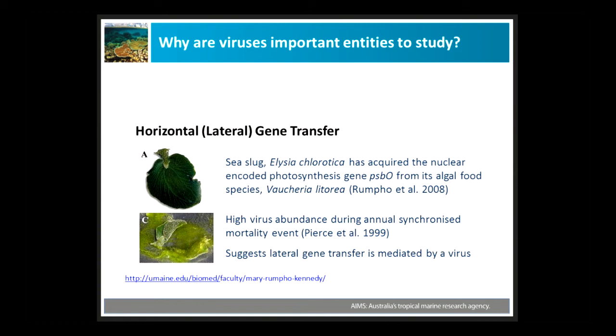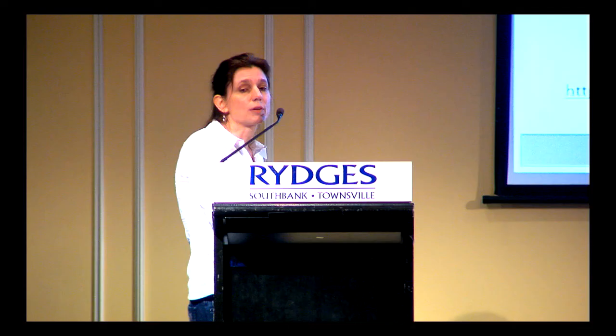Now, because the slug associates with high numbers of viral particles, it is assumed that viruses have mediated the transfer of this gene from the food, from the green alga, to the slug's genome. So it has allowed the slug to very efficiently use energy from the sun and not solely rely on food it needs to eat.